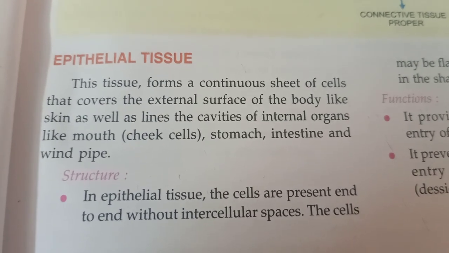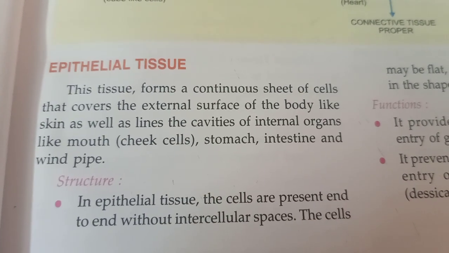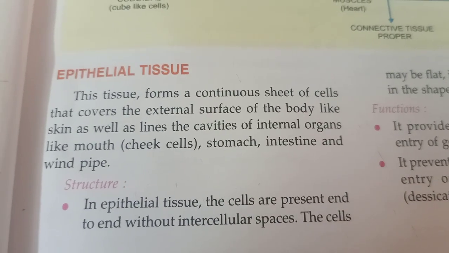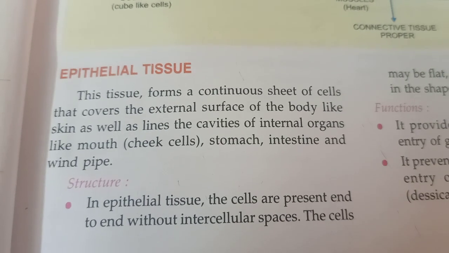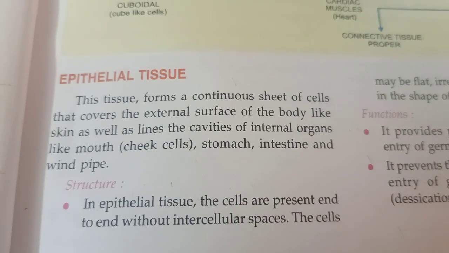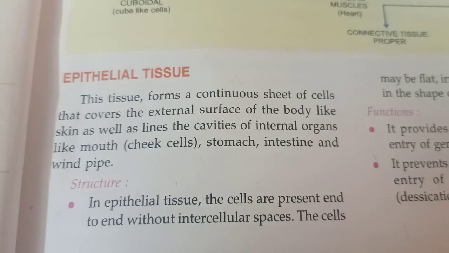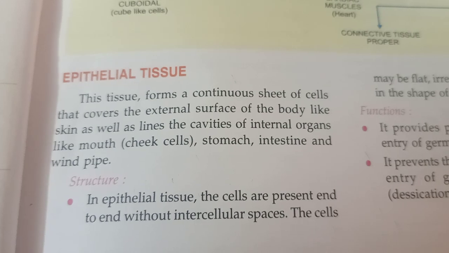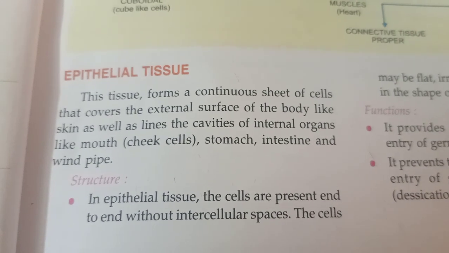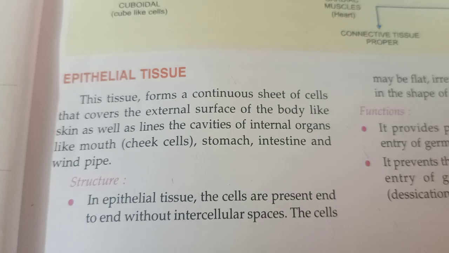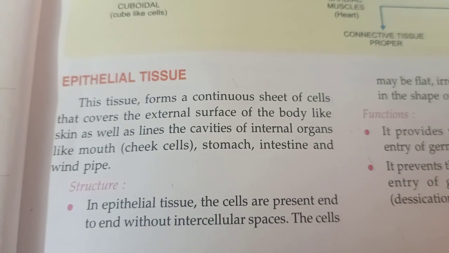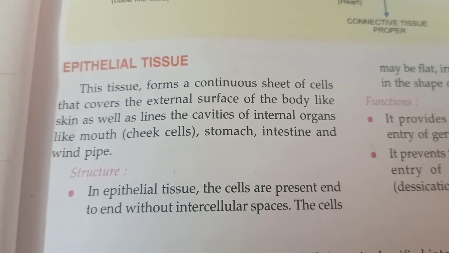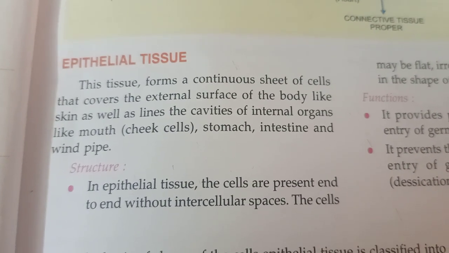Now epithelial tissue forms a continuous sheet of cells that covers the external surface of the body like skin, as well as the lining of the cavities of internal organs. Now this epithelial tissue is present in the lining of the internal organs, as well as in the skin, and it is present in the mouth, in the cheek cells, in the stomach lining, in the intestine lining, and in the windpipe.